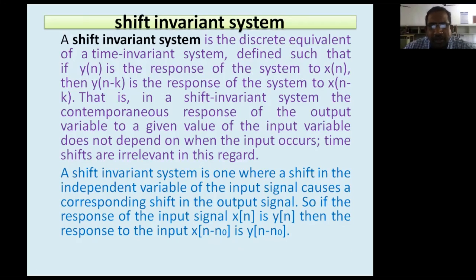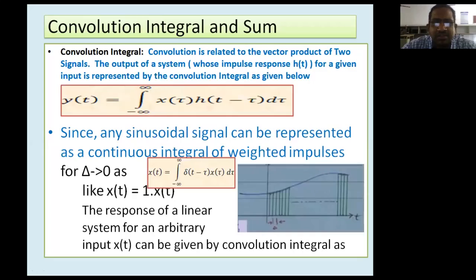Therefore I can define the shift invariant system in another manner: it is one where a shift in the independent variable of the input signal causes a corresponding shift in the output signal. So if the response to the input signal x of n is y of n, then the response to the input x of n minus n naught is also going to be y of n minus n naught. That means a shift invariant system is one where a shift in the independent variable of the input signal causes a corresponding shift in the output signal also. That is known as a time invariant type of system, for example.